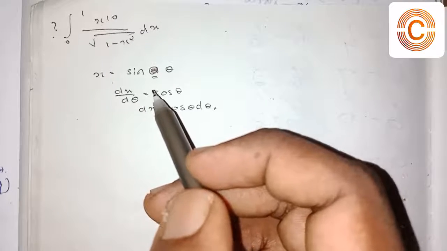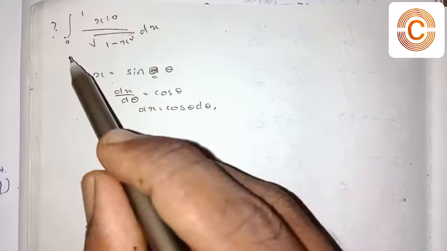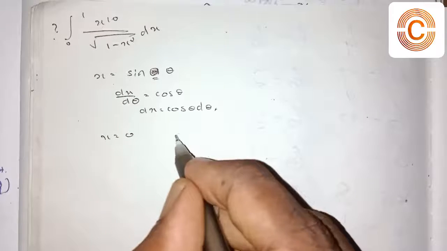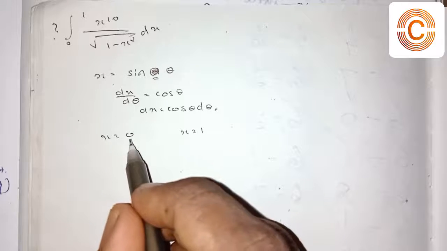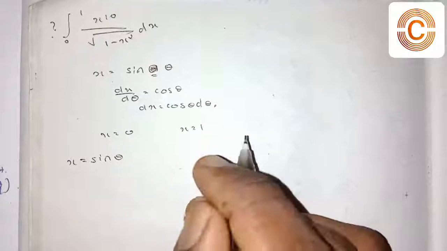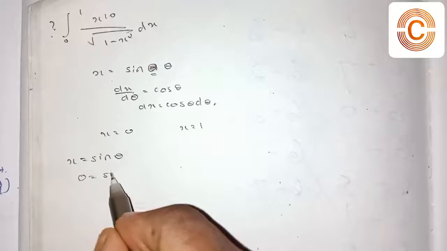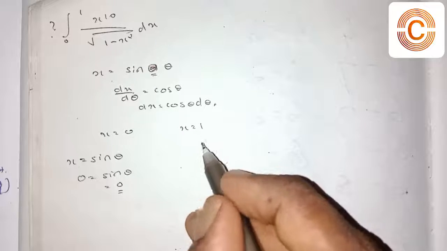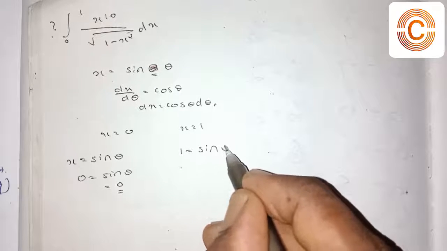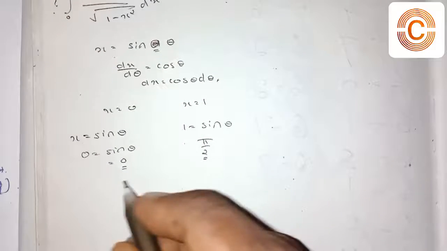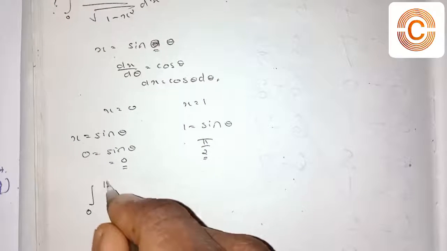Note that when applying the substitution, the limits are also converted. When x is equal to 0, x equal to sin theta gives sin theta equal to 0. And when x is equal to 1, 1 is equal to sin theta, so theta has the value pi by 2 here.